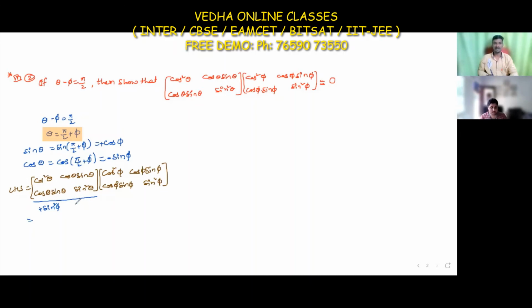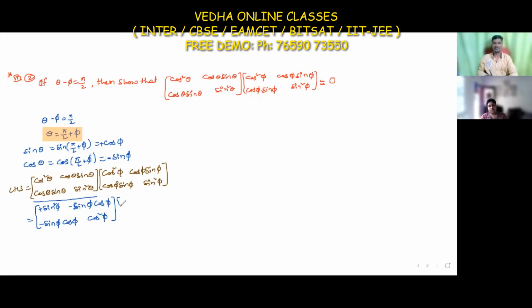And cos theta sin theta becomes minus sin phi into cos phi. Sin theta is cos phi, and sin square theta is nothing but cos square phi. So theta is replaced with phi in the first matrix.